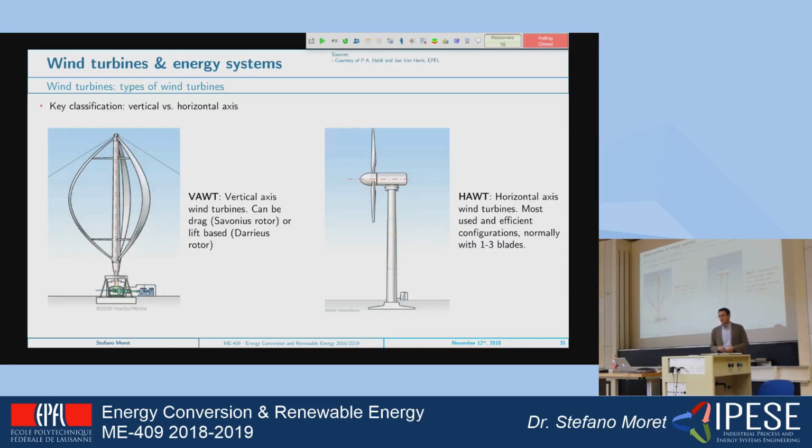Okay, the key classification is between vertical and horizontal axis. The main ones that we find in practice are the horizontal axis, mostly for design and construction reasons. The vertical axis are more niche applications for some specific issues, and some of them also use the drag force. They are not lift based.